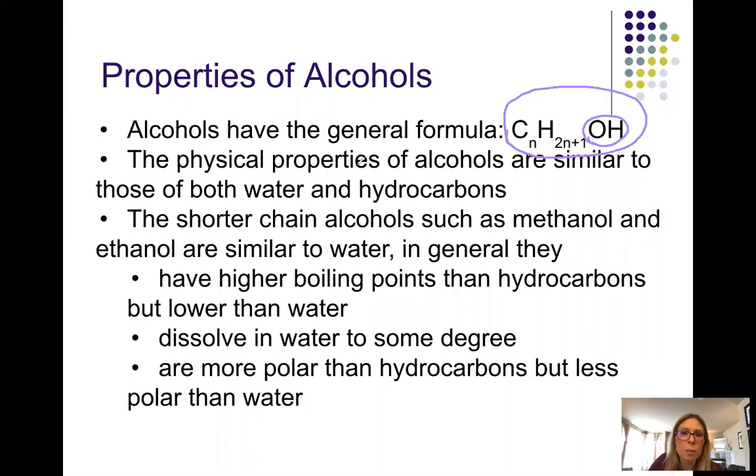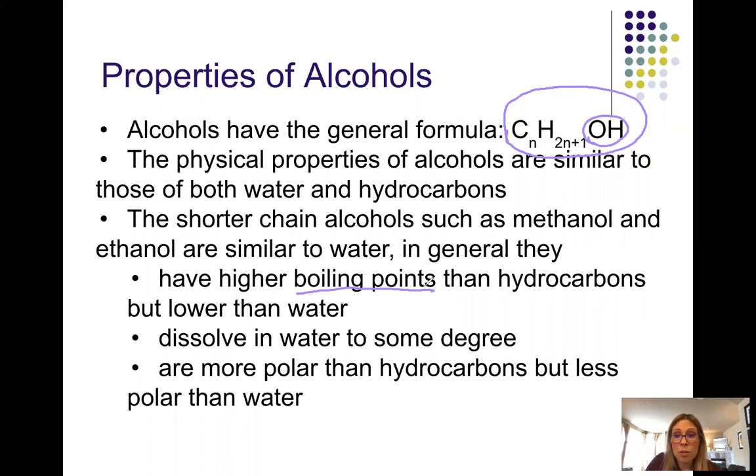Just remembering some of the characteristics of alcohols: they're primarily carbons and hydrogens, but that oxygen in there is going to make a pretty big difference with the boiling point. They're going to have higher boiling points than the alkanes, even the alkenes, but not quite as high as water. So when you think of rubbing alcohol, it's going to evaporate pretty quickly compared to water.